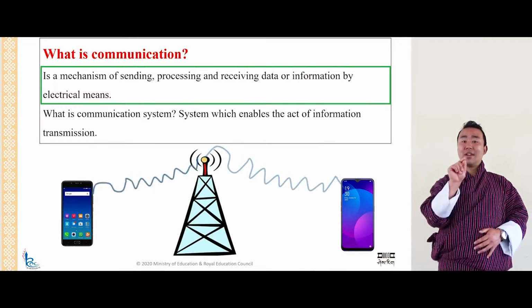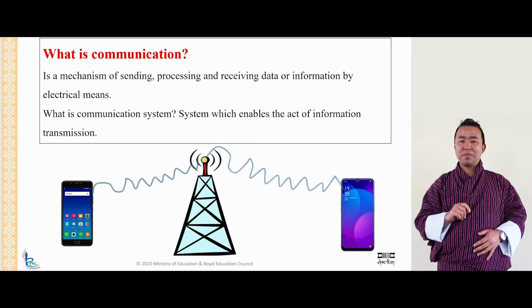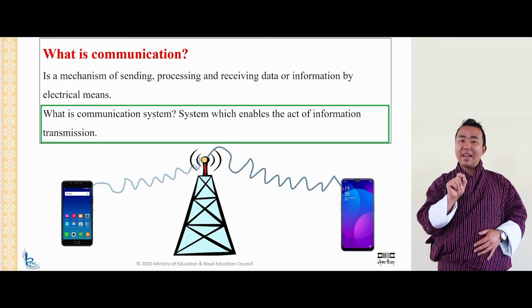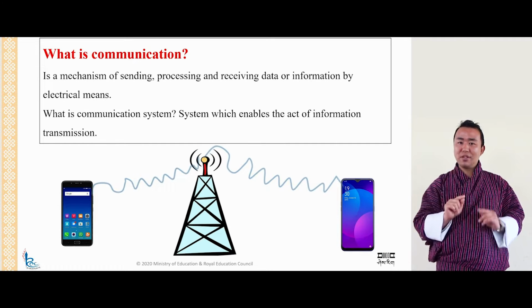First, let's try to define what is meant by communication in physics. In physics, communication is a mechanism of sending, processing, and receiving messages through electrical means. But what is a communication system? It's a system which enables the act of information transmission. This is how we define communication and communication system in physics. I hope you are with me. Now, we have learned the definition of communication and communication system.